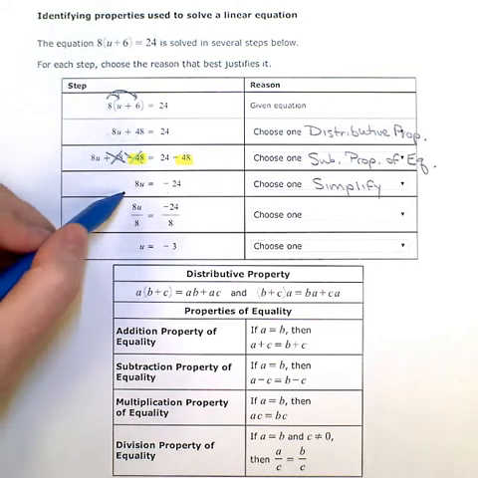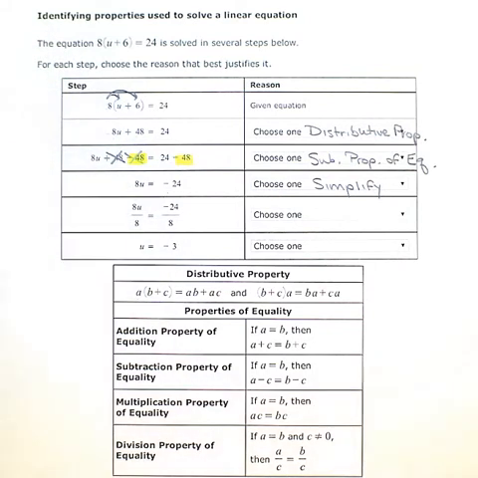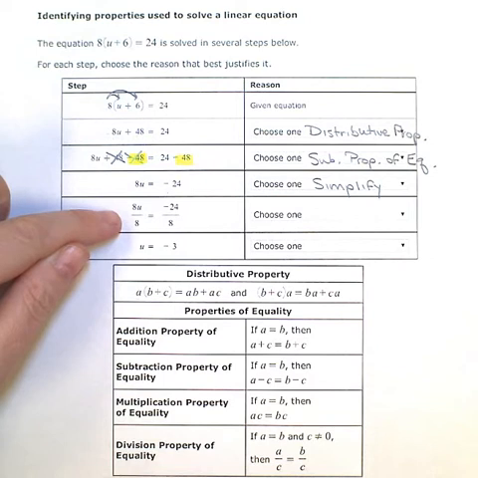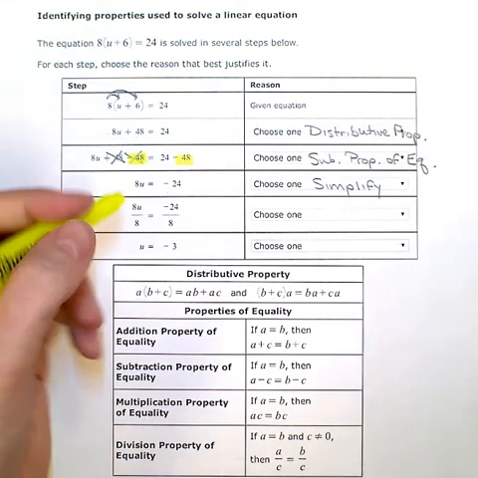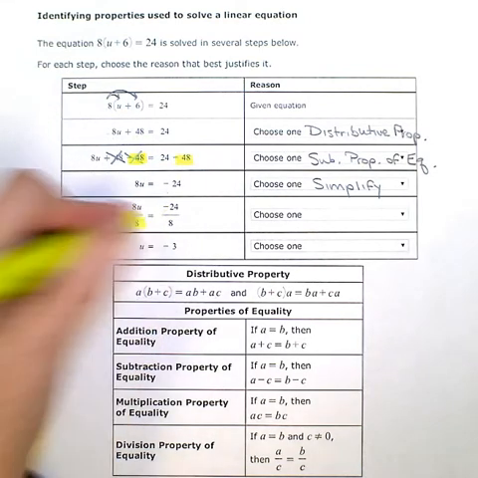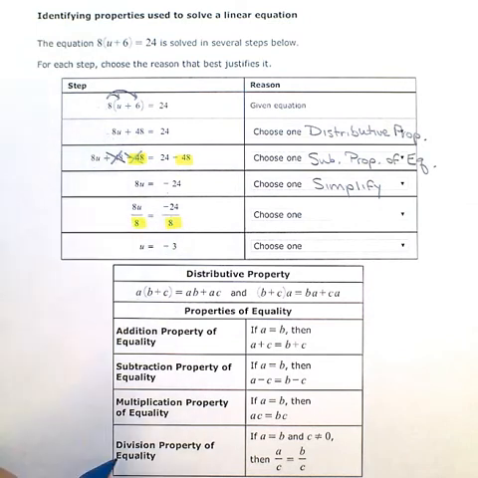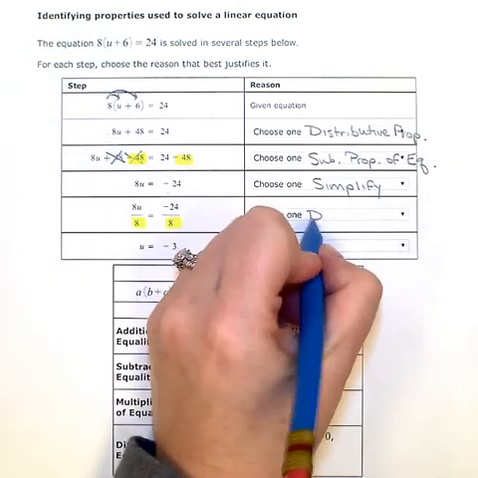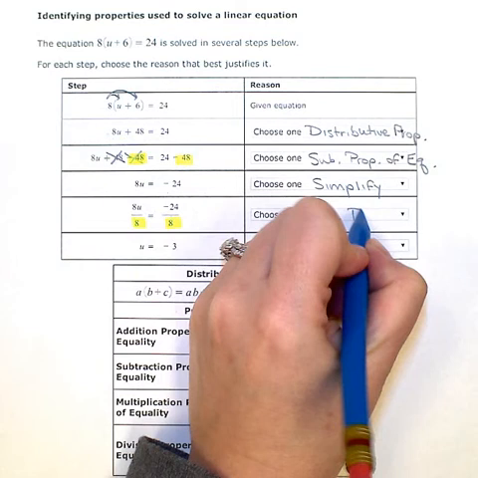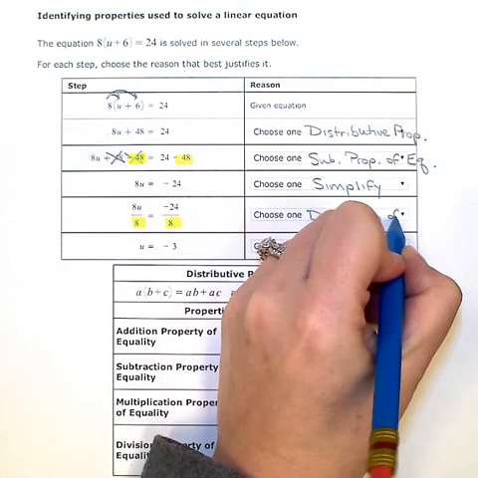Now I can see that between this step and this step, they divided by 8 on both sides. Since they're dividing both sides by the same thing, I'm going to list this, the division property of equality. So division property of equality.